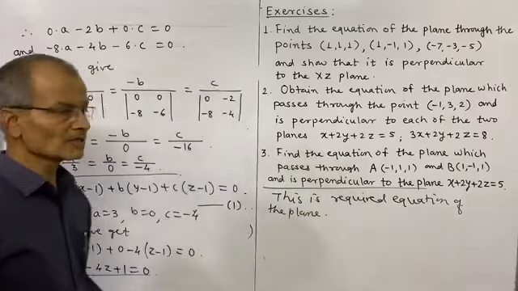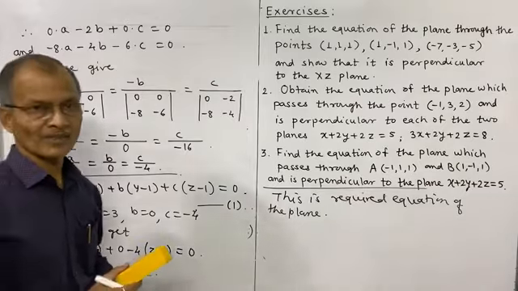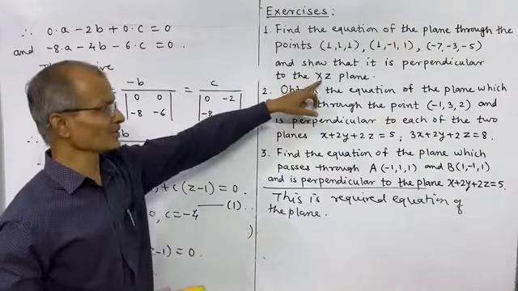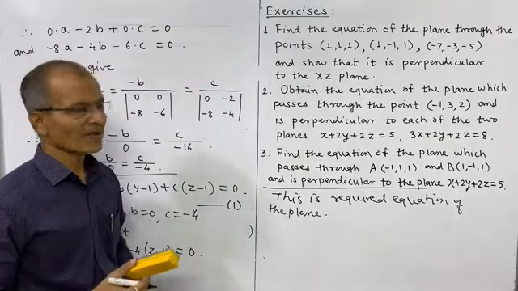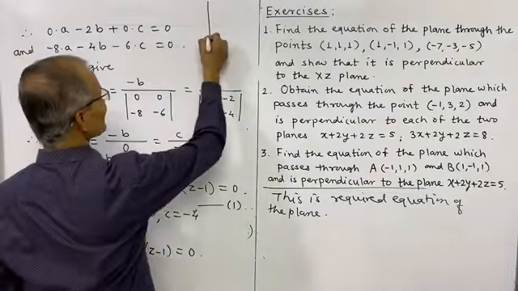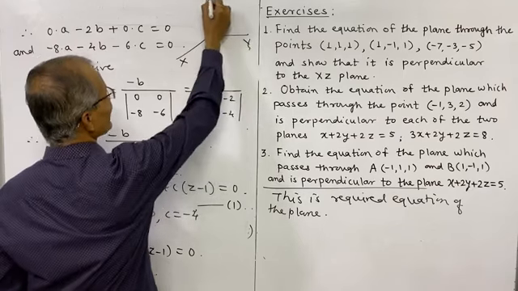Now how to show it is perpendicular to the xz plane? The equation of the xz plane is y equal to 0. In the xz plane, the y coordinate is 0. In the xy plane, the z coordinate is 0. So these are the planes you see, if this is x and y and this is z.